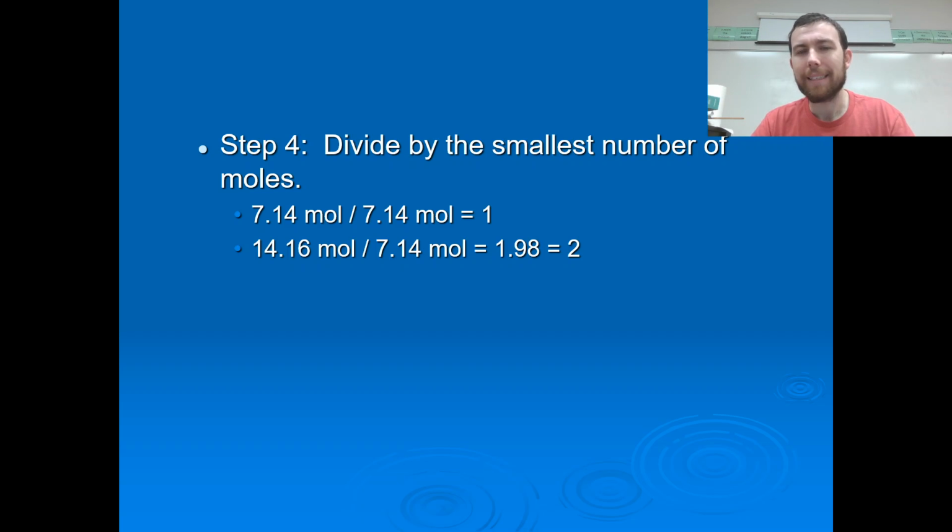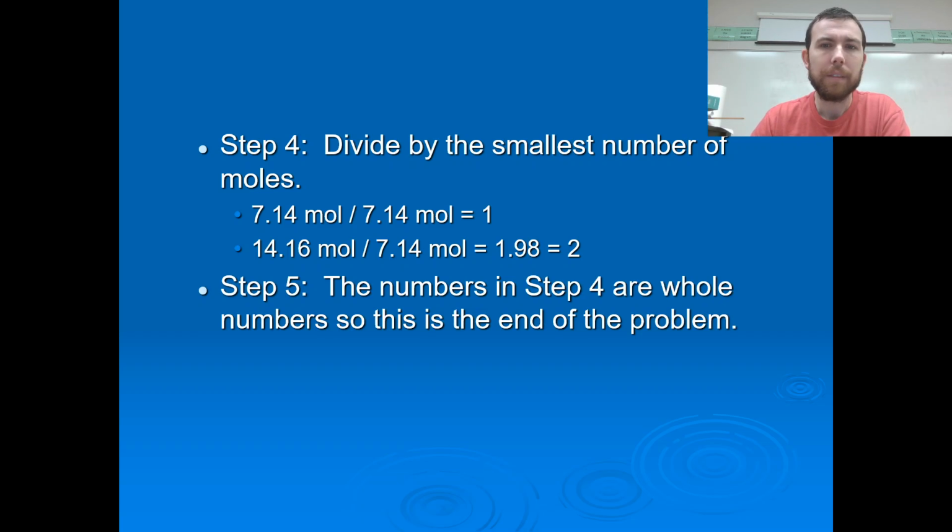Now this is one of those cases where that's close enough to 2 that we can simply say, all right, that's 2. And so from that point, we didn't need to multiply by anything, so we don't have to worry about step 5. That's the end of the problem. So now we have an empirical formula for our hydrocarbon, which is CH2. So the empirical formula for this hydrocarbon is CH2.